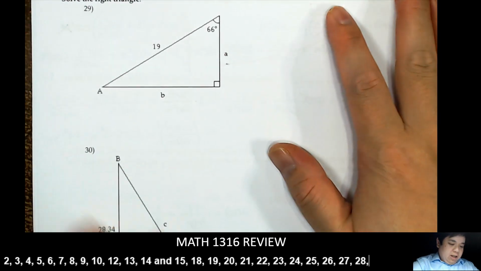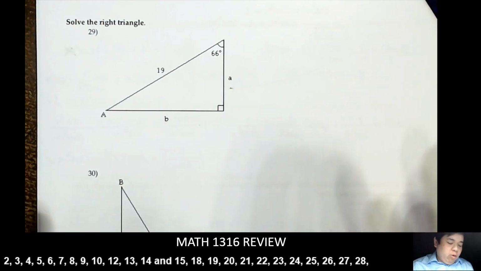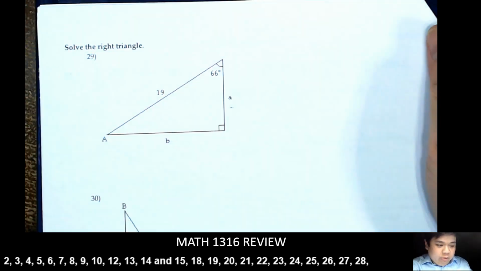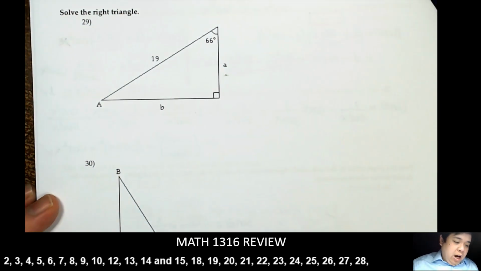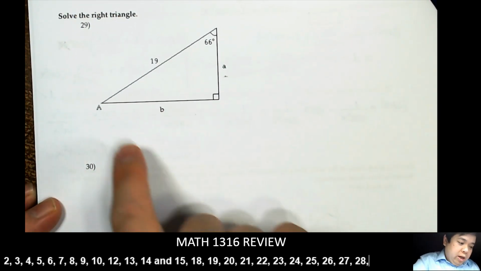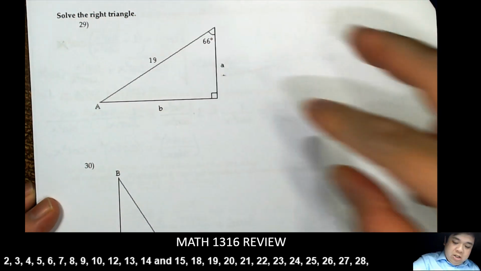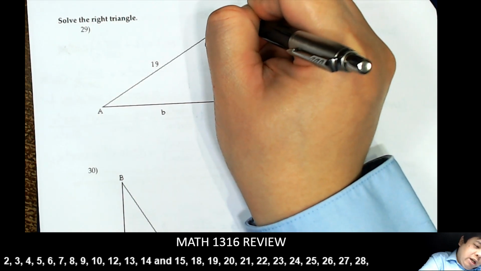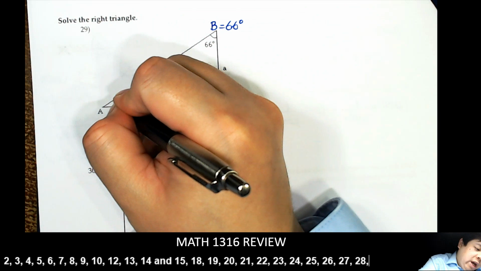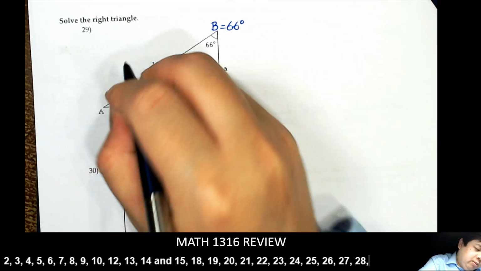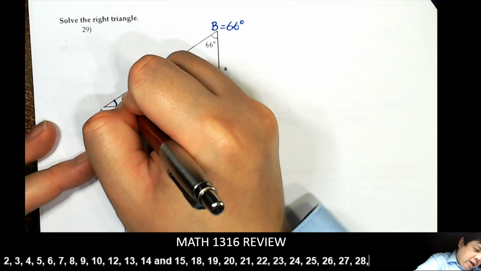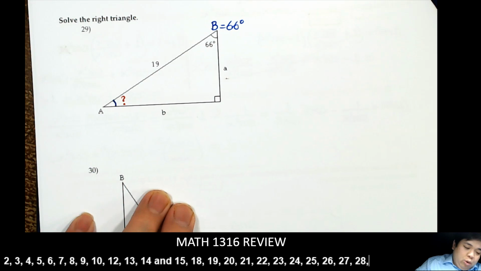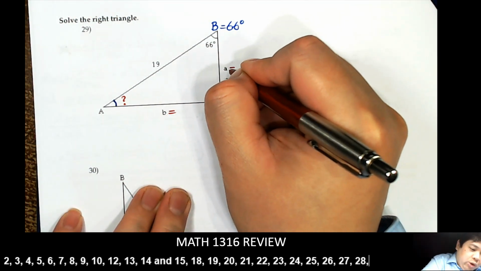Right. Next, solving a right triangle. Solving a right triangle involves finding all the sides and all the angles. So in this triangle, a is opposite to A, b is opposite to B, so angle B is equal to 66 degrees. That is given. Angle A we don't know, so we need to find angle A. And side b we don't know, and side a we don't know.